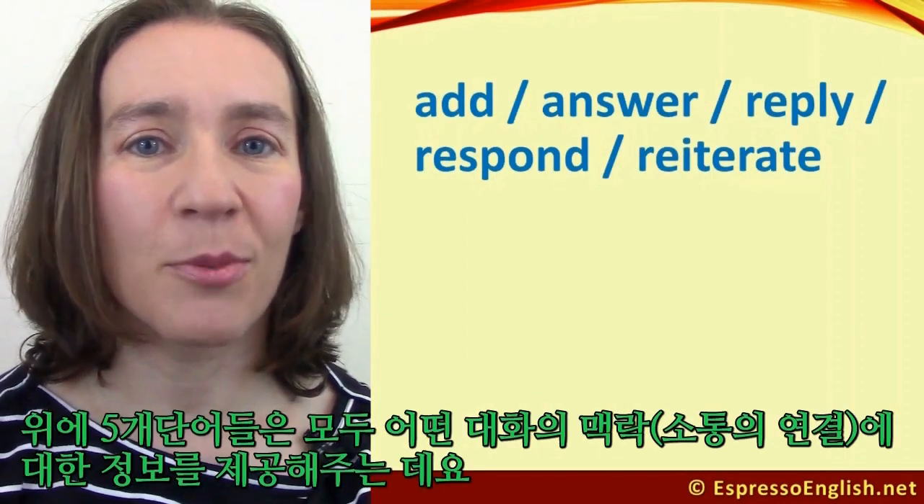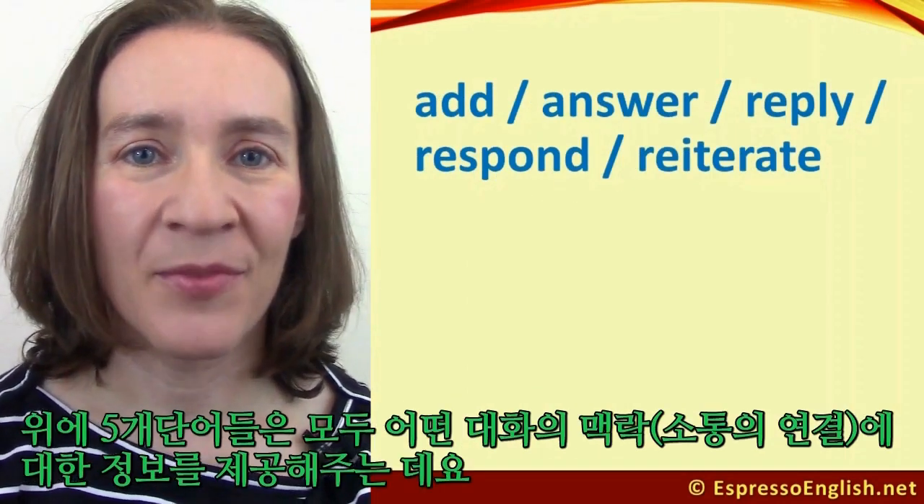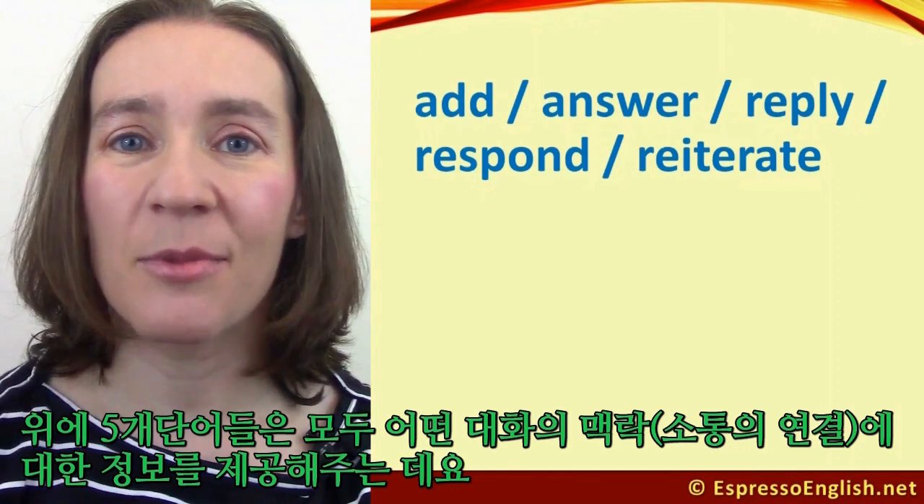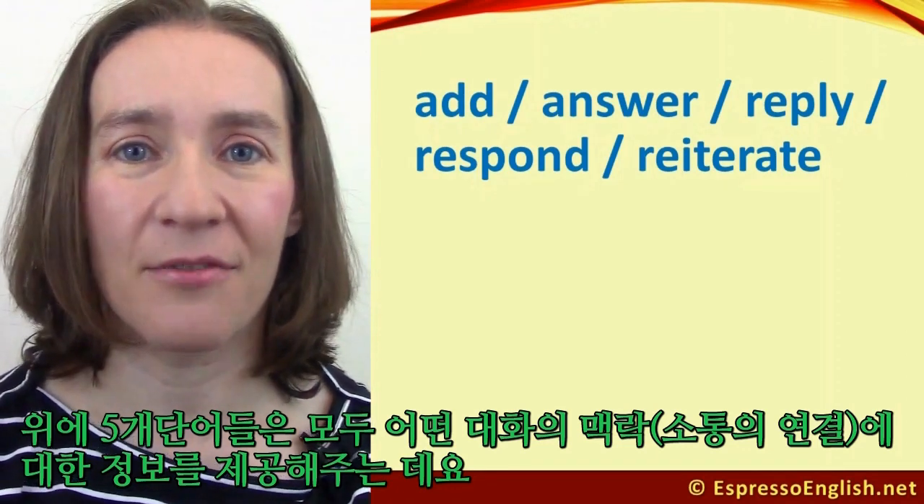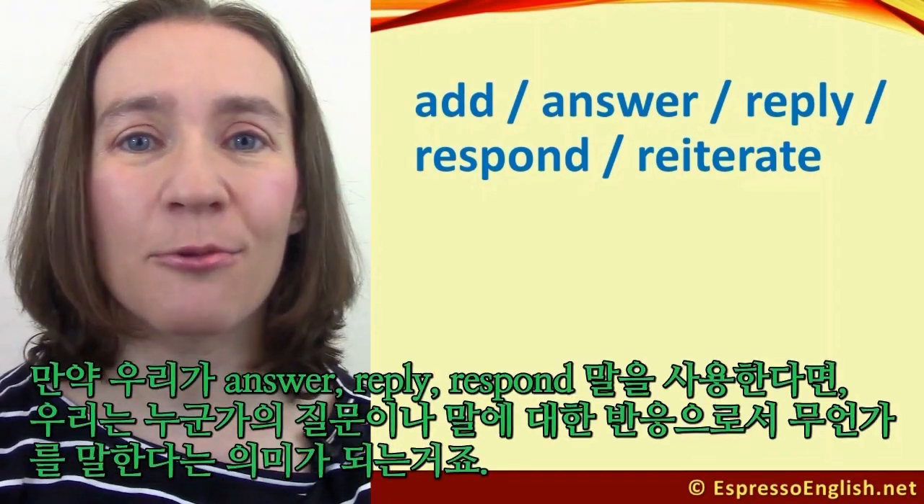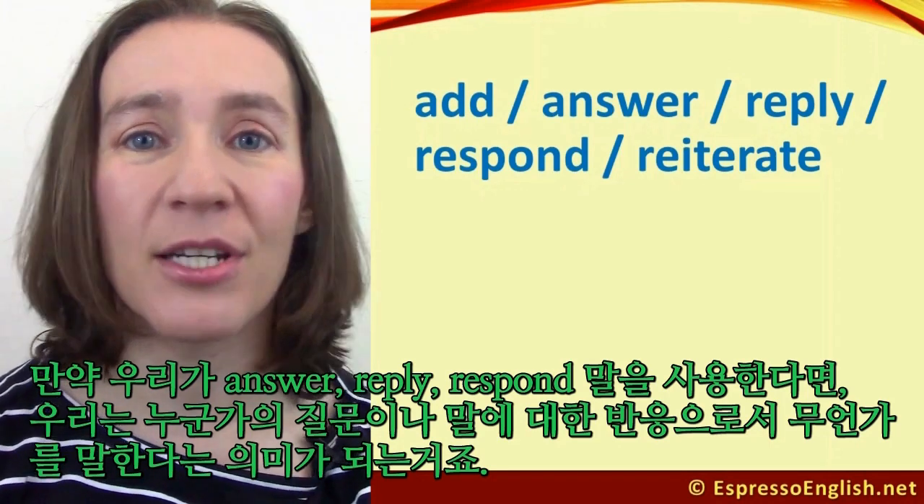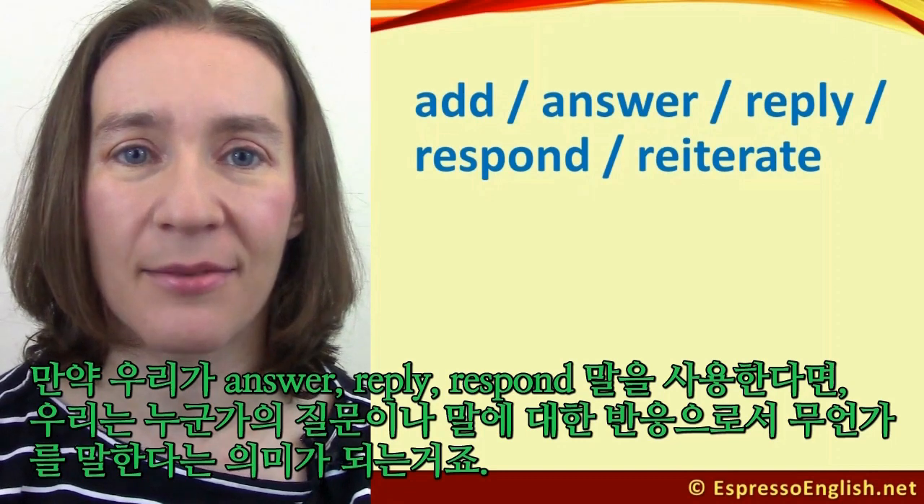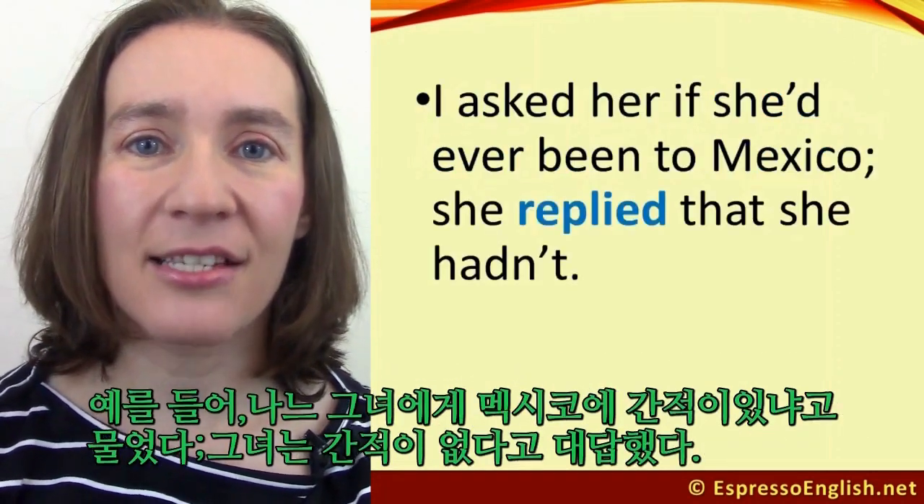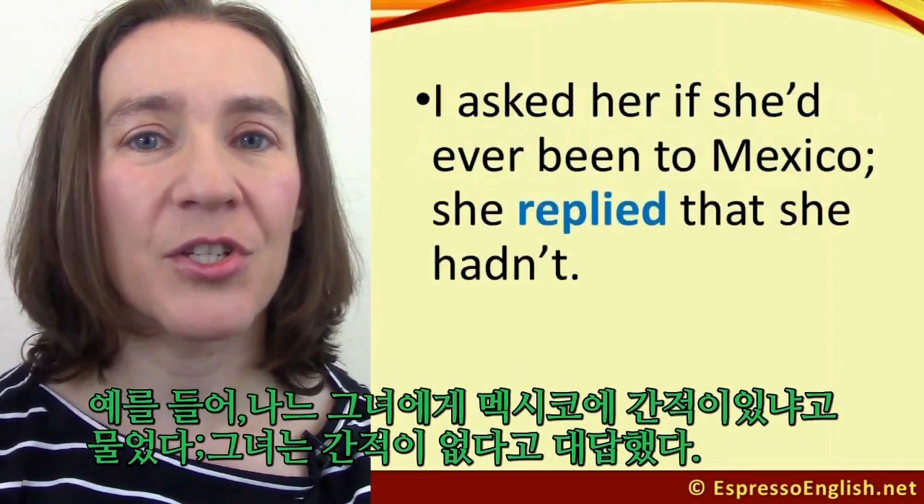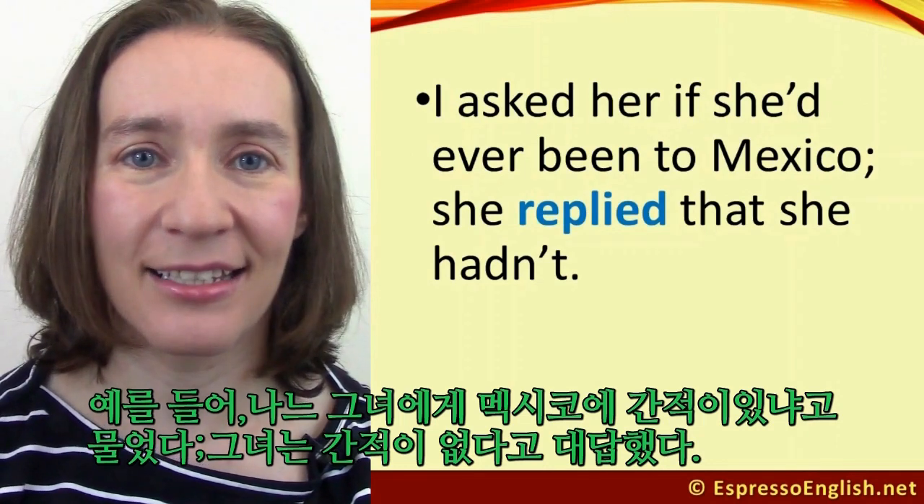Add, answer, reply, respond, and reiterate. These verbs all provide some information about the context of a conversation. If we answer, reply, or respond, then we are saying something in reaction to another person's question or statement. For example, I asked her if she'd ever been to Mexico. She replied that she hadn't.